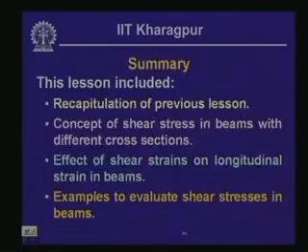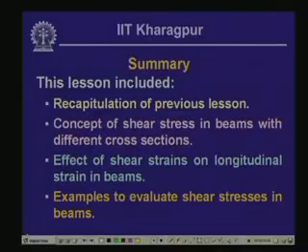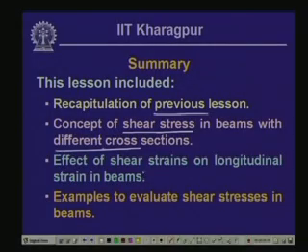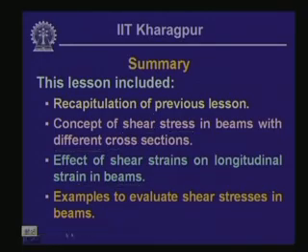Well, now to summarize what we have discussed in this particular lesson: we have recapitulated the previous lesson. We have introduced the concept of shear stress in beams with cross sections other than the rectangular one. In the previous case we had discussed a rectangular cross section, but here we have discussed the circular, T or I sections, and then the effect of shear strains on longitudinal strain in beams. Also we have looked into some examples to evaluate shear stresses in beams.